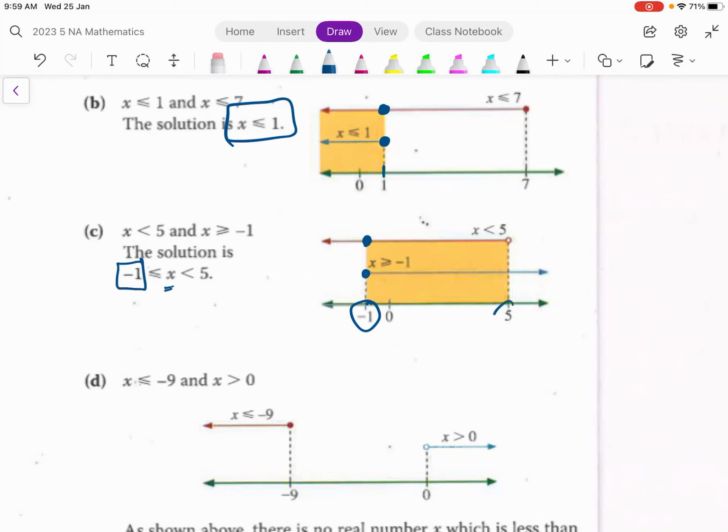Let's look at the upper boundary, 5. How about this? Is 5 included? No, it is not included. Therefore, the inequality sign is as such. Okay? Any questions? No? Then I will show you now a very common mistake.